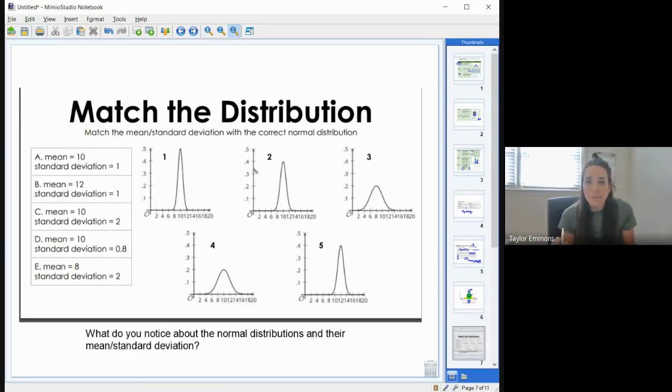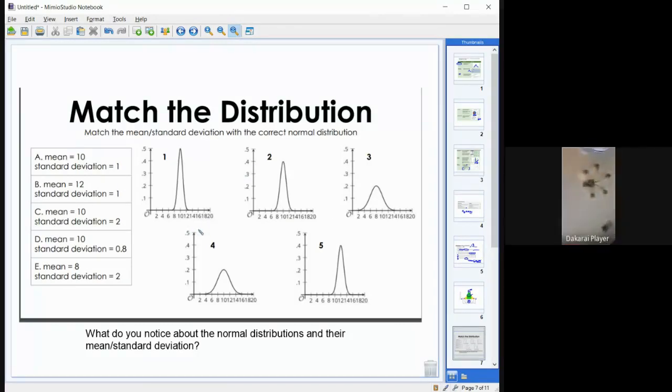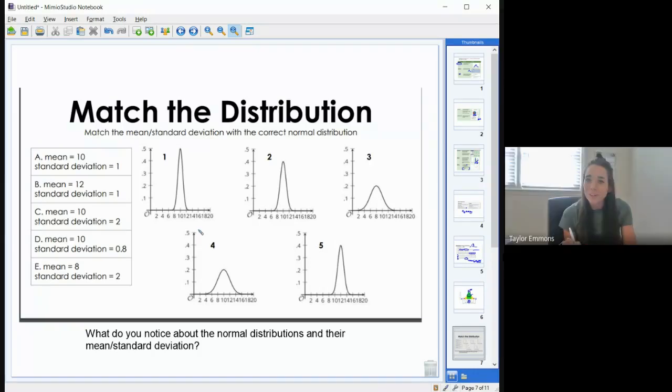Okay? And this is just a picture of the normal distribution. So this was your assignment for today, and I'm assuming most of y'all want to probably go over this. Y'all good? Okay. All right.